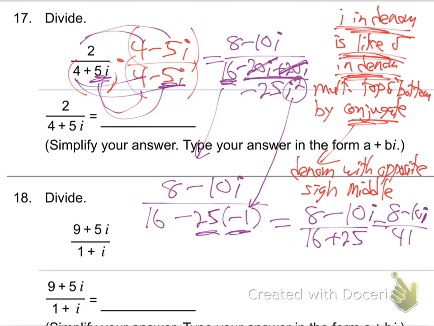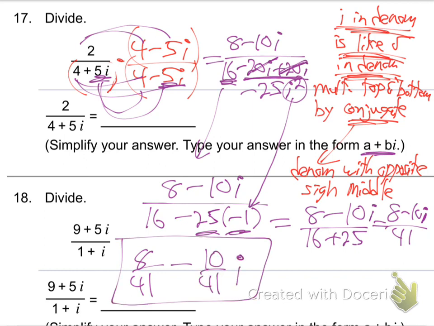Last step, we can't leave it that way. Why? Because they said a plus bi, so we have to separate it. So they want me to say 8 over 41 minus 10 over 41 i. That's how they want me to write the answer. You see how they're both over 41? The 8 and the minus 10i. You just separate them because they want you to type them in separate like that.